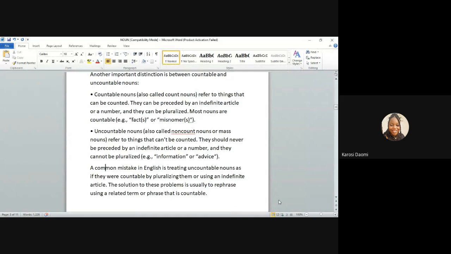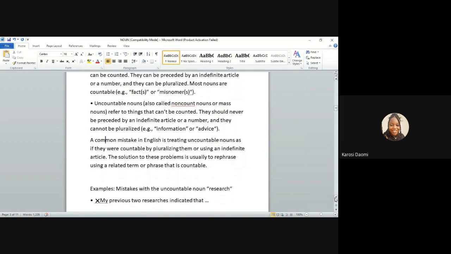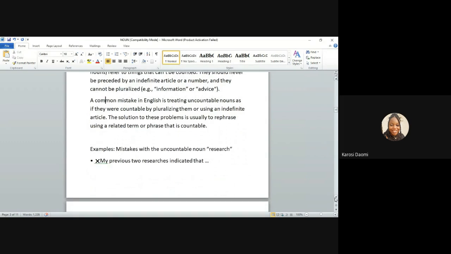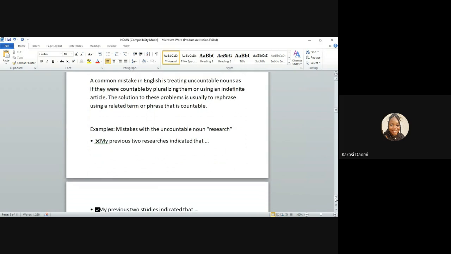So a common mistake in English is treating uncountable nouns as if they were countable by pluralizing them or using an indefinite article. The solution to these problems is usually to rephrase using a related term or phrase that is countable, just like I said. So let's look at some examples here. Mistakes with uncountable noun research. Now, my previous two researches indicated that, so research is also an uncountable noun, which is wrong.